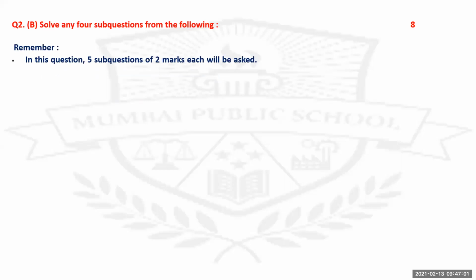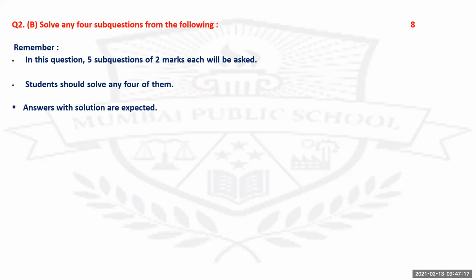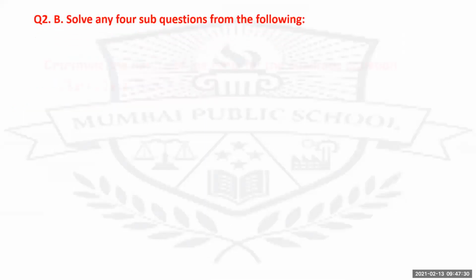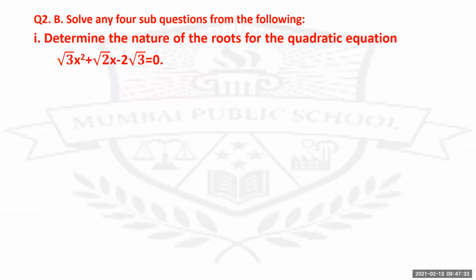In this question, 5 sub-questions of 2 marks each will be asked. Students should solve any 4 of them. Again, you've got options in this. Answers with the solution are expected. In this, you need to show the steps. For the steps, you will get marks. Now, determine the nature of the roots for the quadratic equation. To determine the nature of the roots, you should first get the value of the discriminant.